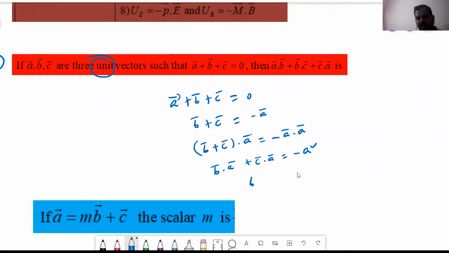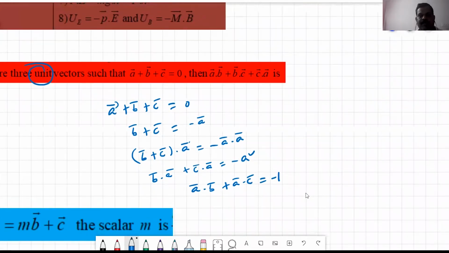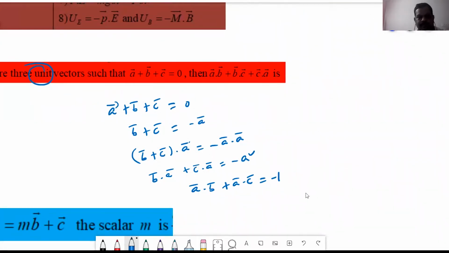Since A, B, C are unit vectors, the magnitude of A square is 1. So simply, B bar dot A bar is the same as A bar dot B bar. So I'll write A bar dot B bar plus A bar dot C bar is equal to minus 1. Similarly, let's take B bar to the right side. We'll do the same procedure.